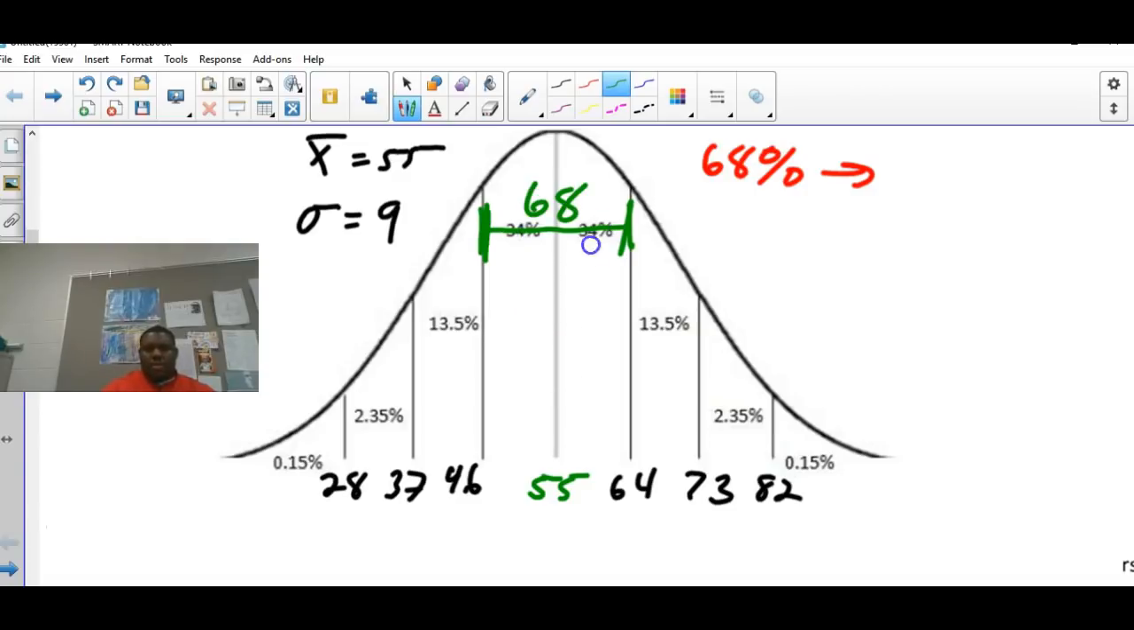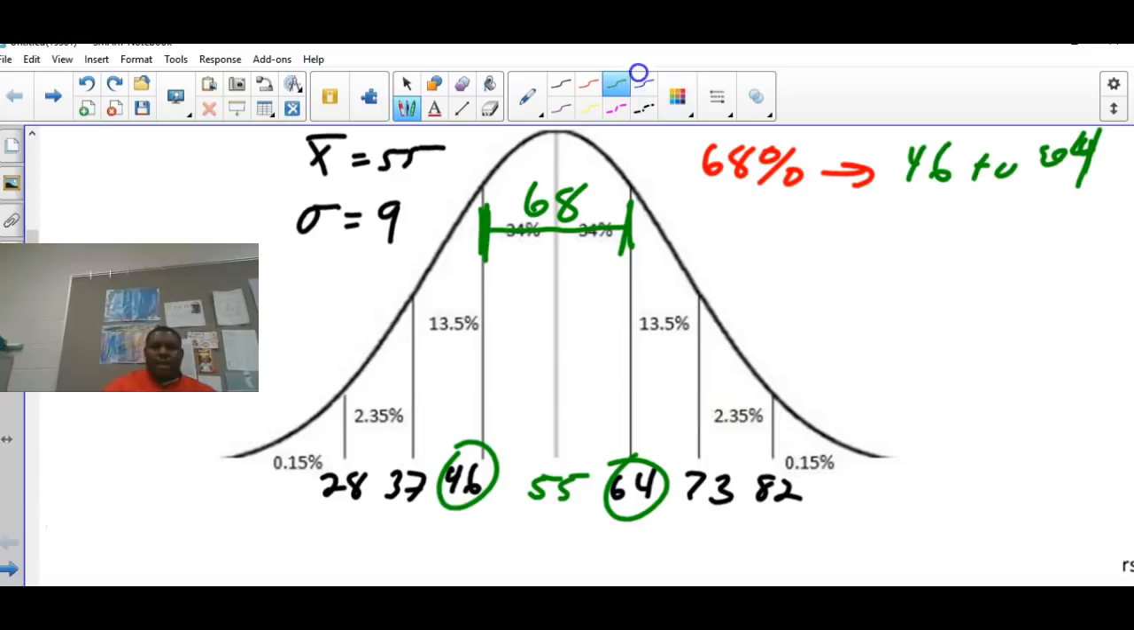So for the 68%, what are the intervals? From here to here. 46 to 64.